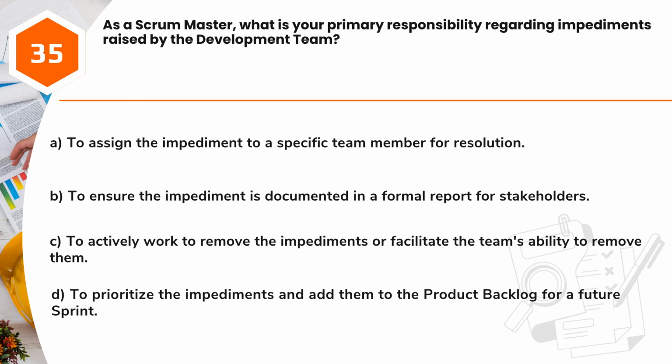Question 35. As a Scrum Master, what is your primary responsibility regarding impediments raised by the development team? A. To assign the impediment to a specific team member for resolution. B. To ensure the impediment is documented in a formal report for stakeholders. C. To actively work to remove the impediments or facilitate the team's ability to remove them. D. To prioritize the impediments and add them to the product backlog for a future sprint.